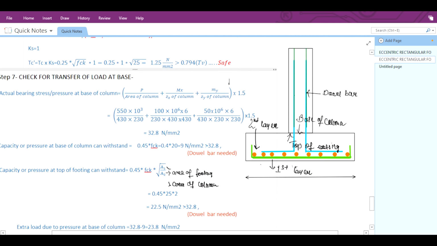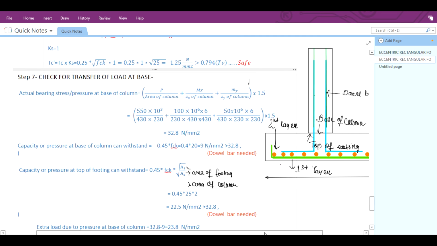Now we also go for the check for transfer of load at the base. So we have to find the actual bearing pressure at the base. It will be service load divided by area of the column, plus moment in x direction divided by section modulus of the column in x direction, plus moment in y direction divided by section modulus of the column in y direction, multiplied by 1.5 for the ultimate value.